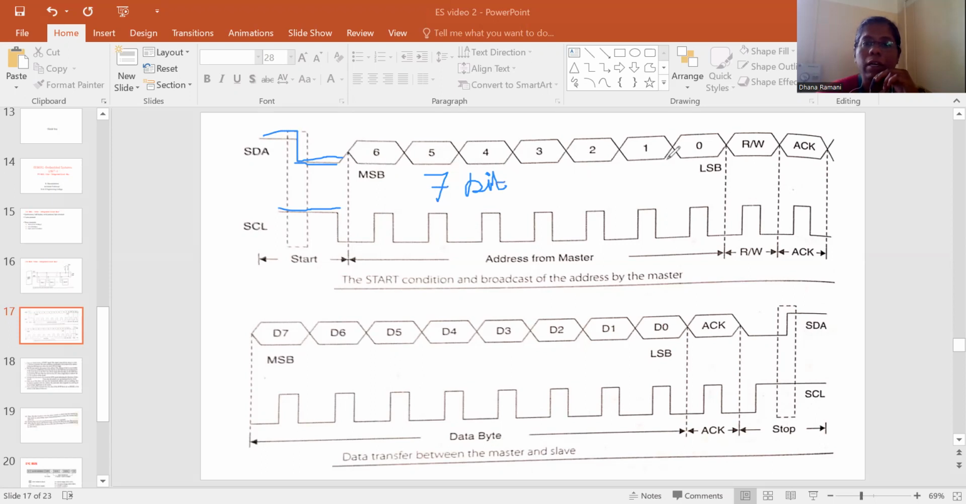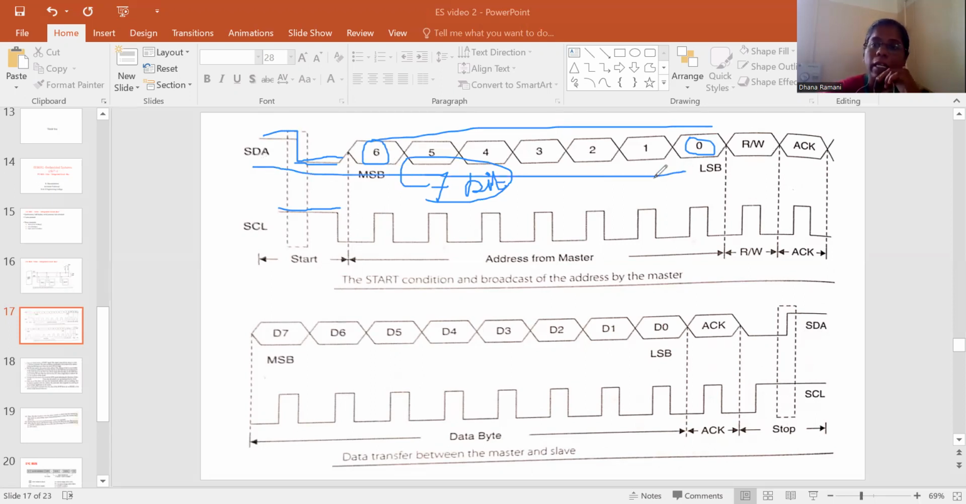You can see that from 0 to 6 bits, it's a 7-bit address. So immediately after this SDA line becoming low, it is going to send a 7-bit address. The 7-bit address is sent here. Through the SDA line, it is sending data and address.